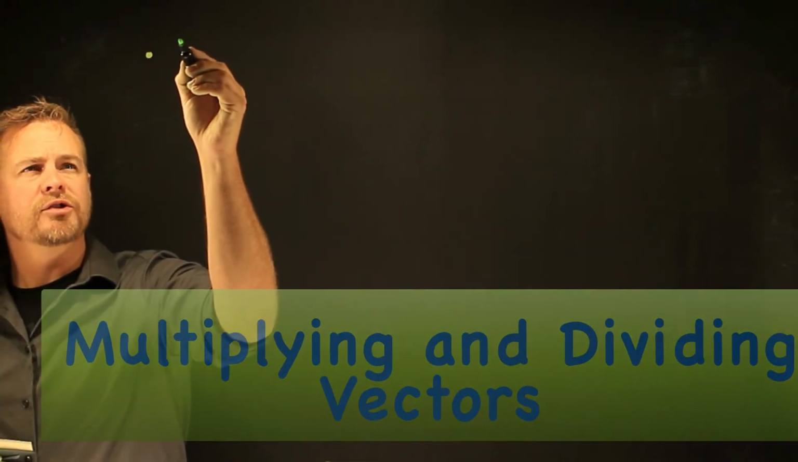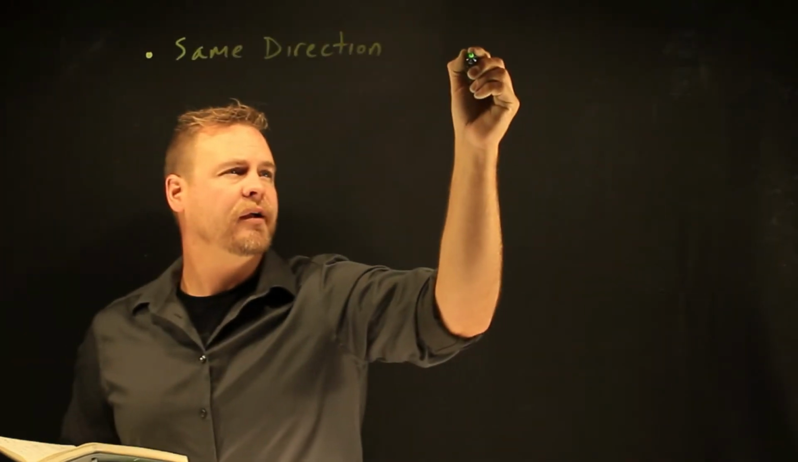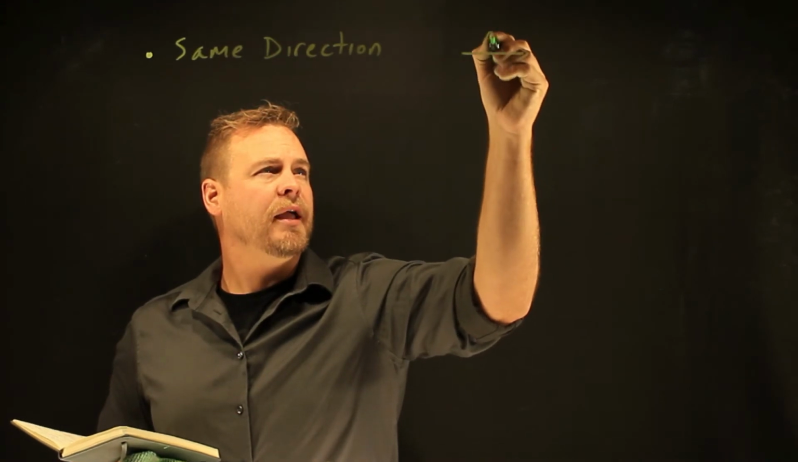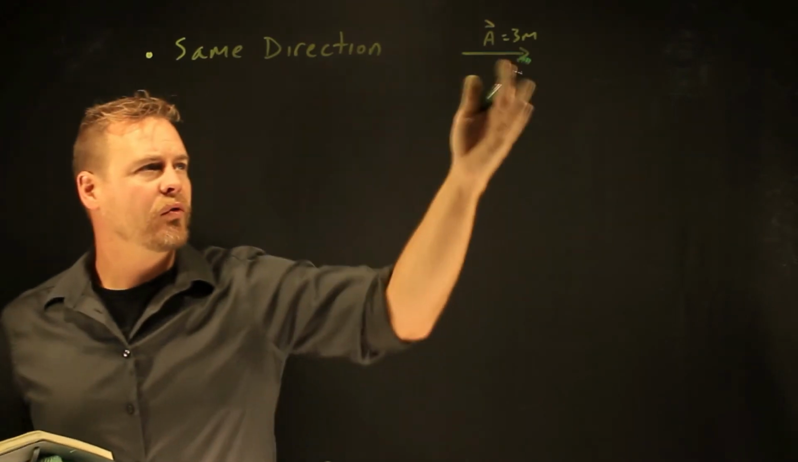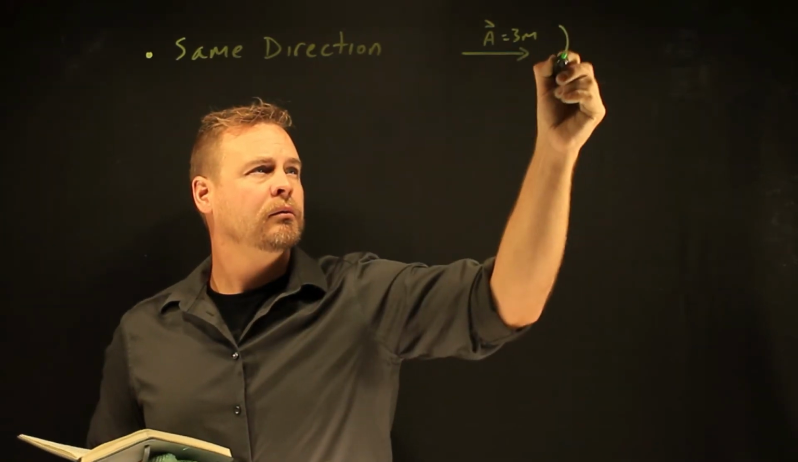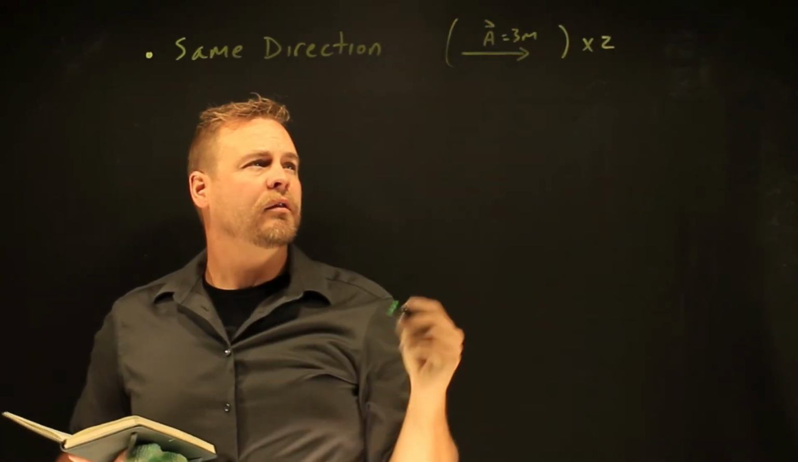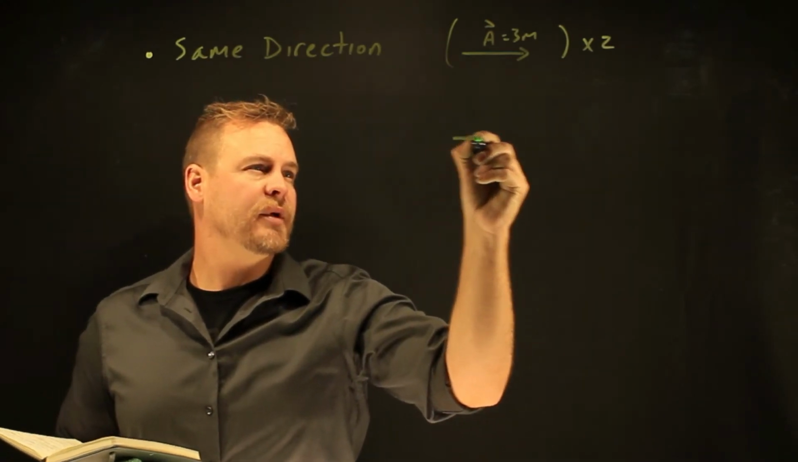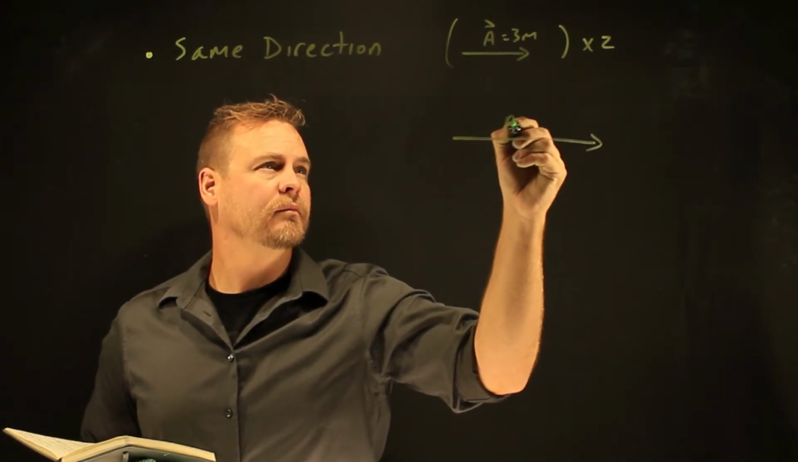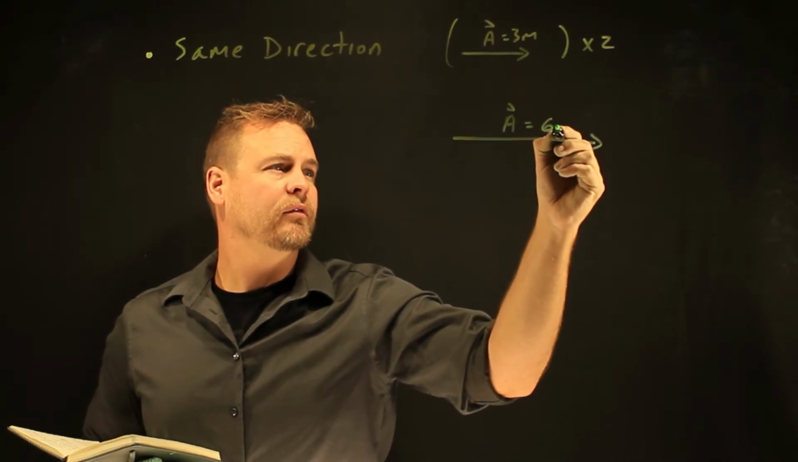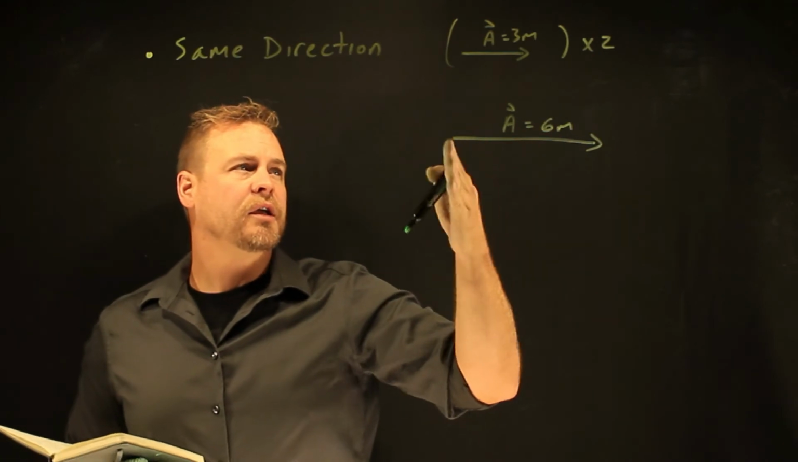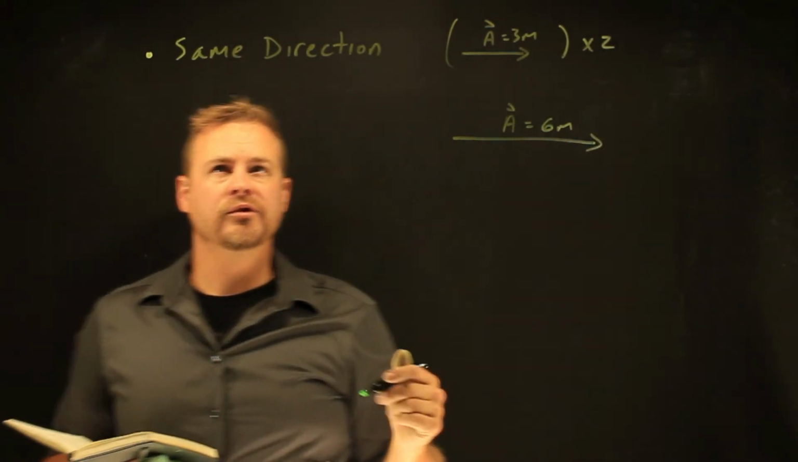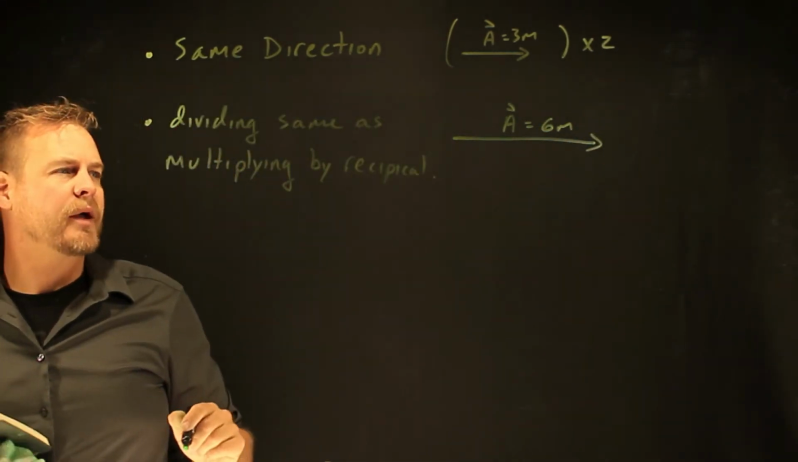Multiplying and dividing vectors is pretty straightforward. Same direction as before, and so if I had a vector of A that was, let's say 3 meters, and I multiplied that by 2, then what I would have is it basically doubled in length. So now it's 6 meters. 3 times 2. Okay, the direction has not changed. The magnitude is the only thing that was adjusted. So dividing is the same as multiplying by the reciprocal.